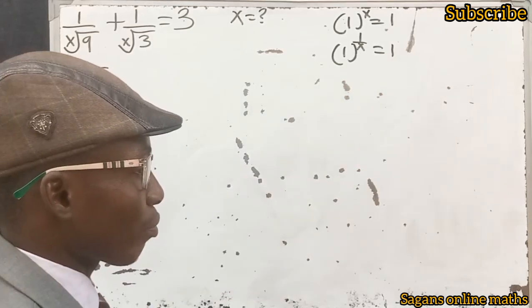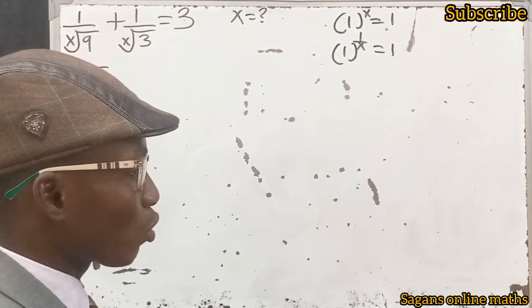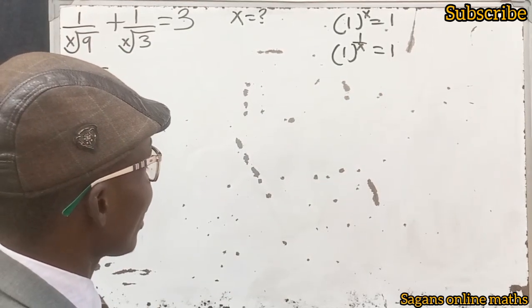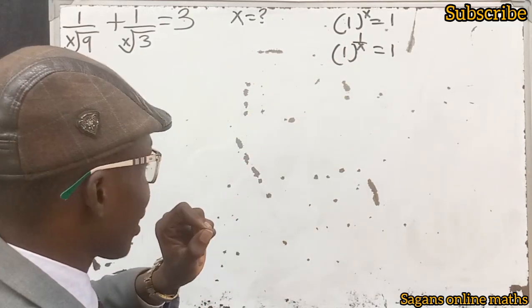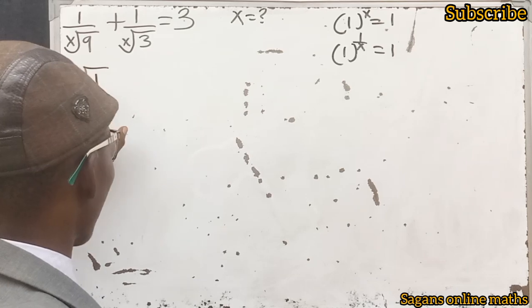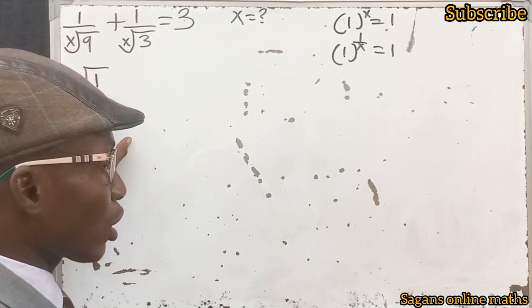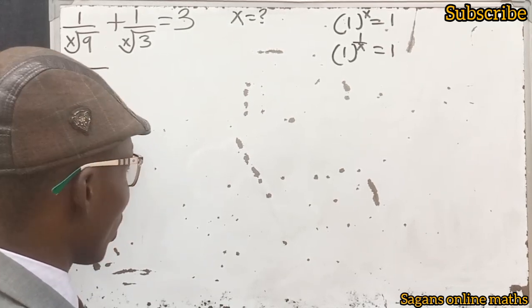What if x is 0? Remember that 1 divided by 0 is infinity. But the x root of 1 must actually give us 1. The x root of 1 is 1. Remember that the square root of 1 is still 1.